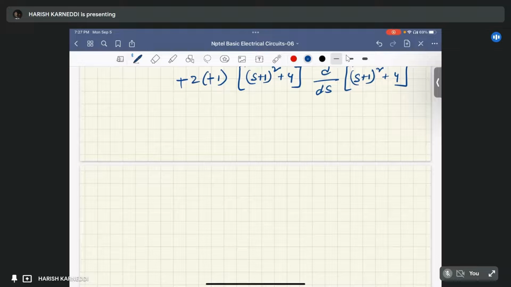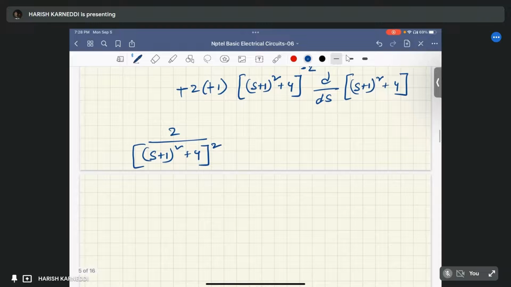This minus and this minus will cancel, and I am writing (s plus 1) whole square plus 4, whole square. Differentiation of again this (s plus 1) square, the 4 is a constant, and the differentiation of 4 is going to be 0, and the differentiation of (s plus 1) whole square is, you can write, s plus 1. Right, I hope it's clear.